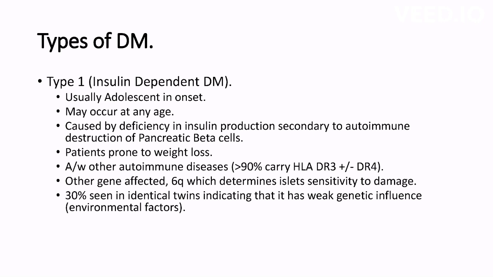In this type of diabetes, usually it starts in adolescents, but it can start at any age, and it's caused by deficiency in insulin production, and most of the time it is secondary to autoimmune destruction of pancreatic beta cells. So there is this gland called the pancreas, which contains two kinds of cells. There are beta cells and alpha cells. The beta cells are the ones which produce insulin.